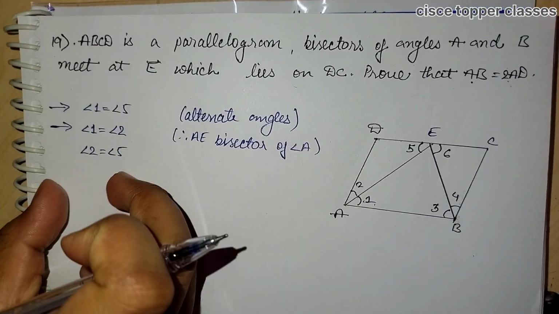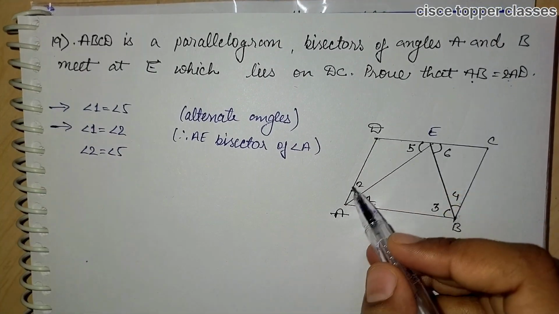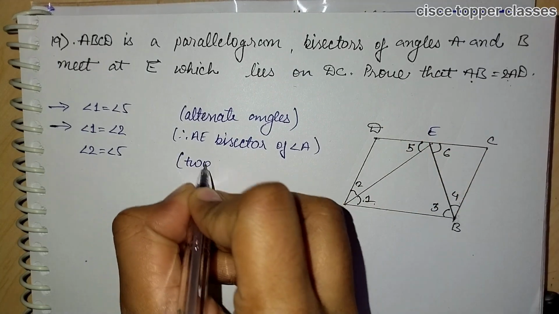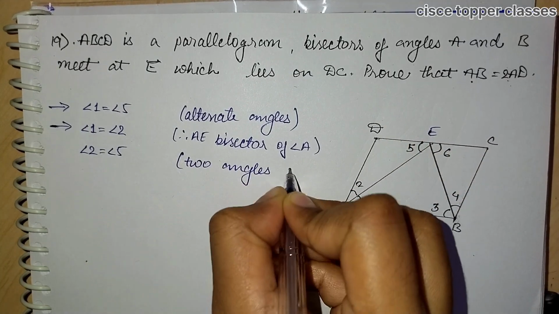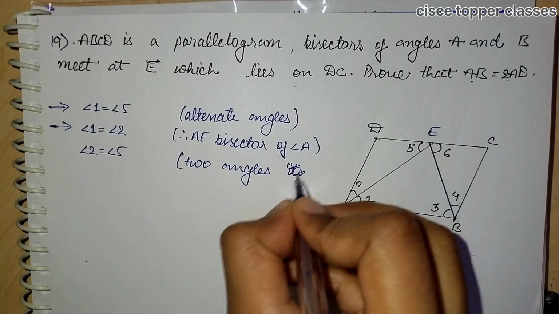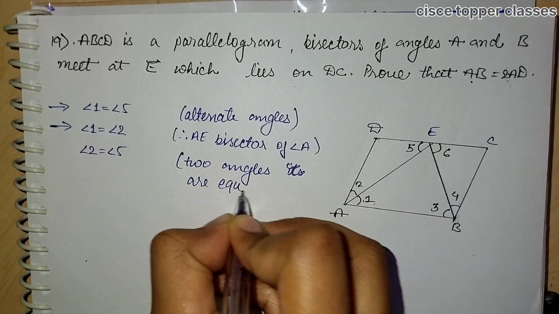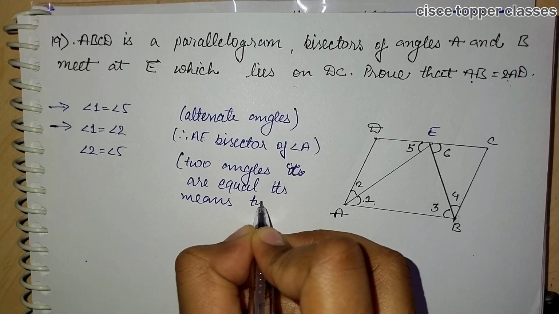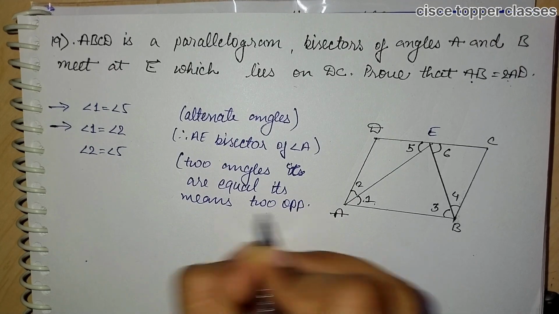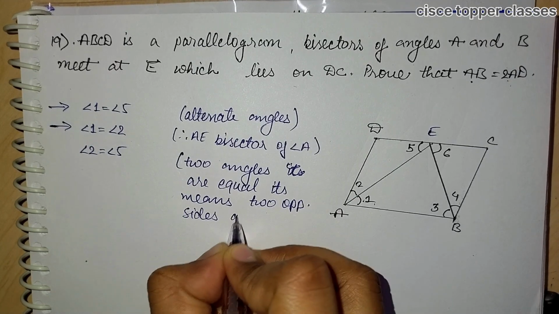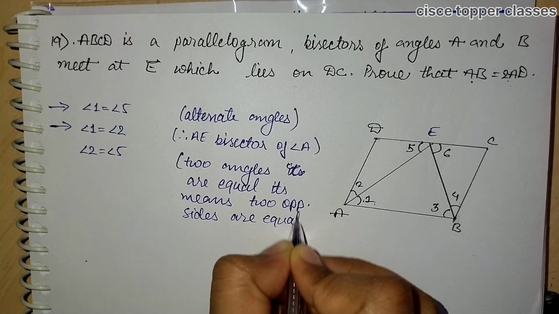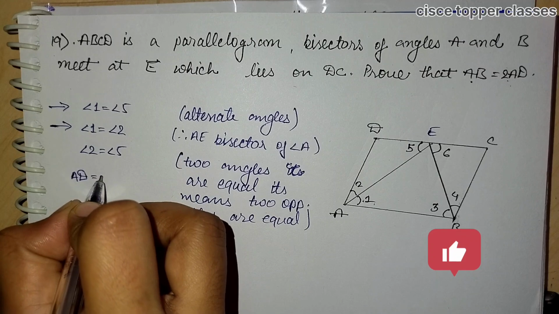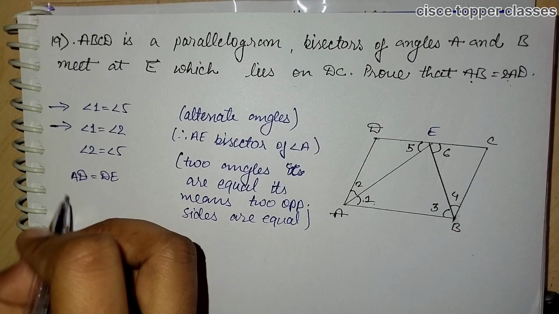And here, as two angles of a triangle are equal, the two opposite sides will also be equal. Two angles here are equal, it means that two opposite sides are equal. So simply we can write here, as angle 2 is equal to angle 5, AD is equal to DE.